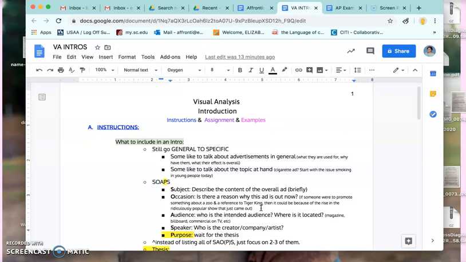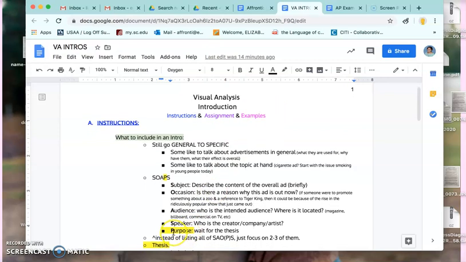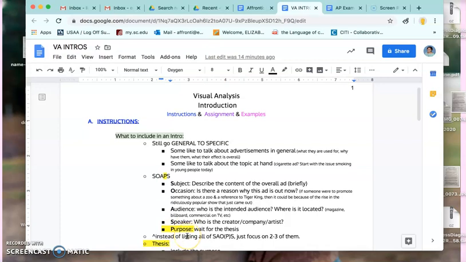So this, like I've said before, speakers: no one's talking in the advertisement, but it will be the company or the producer or the creator, someone who generated the advertisement. You can consider that as the speaker. Now, I put the purpose last because you need to wait and do this within your thesis statement.